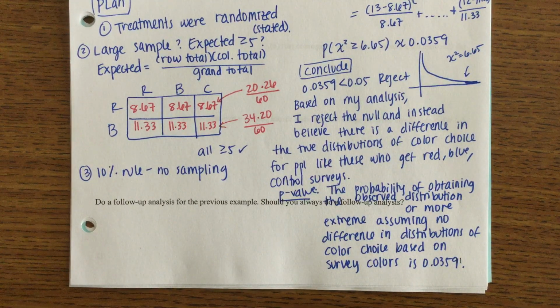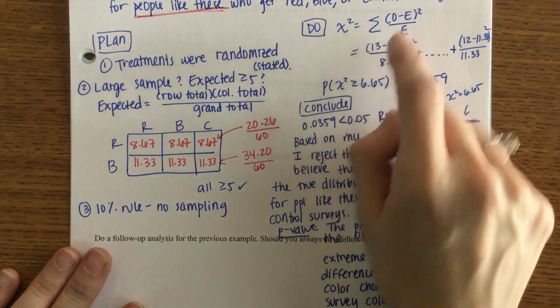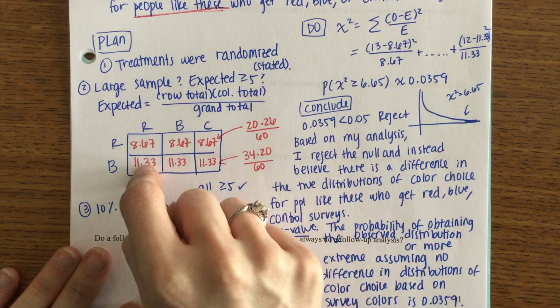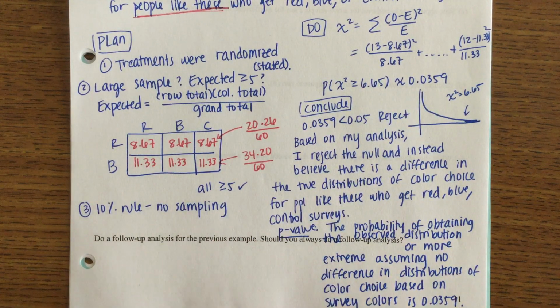Okay, questions? No. Okay, or I guess the second question. Do a follow-up analysis for the previous example. Do you know what a follow-up analysis means for chi-square? No. Okay. We recognize from this formula that there's going to be a chi-square for each of these categories, right? And that they get summed up. With me? Okay, so when I ask you, do a follow-up analysis, I want to know which chi-square value is going to be the biggest.